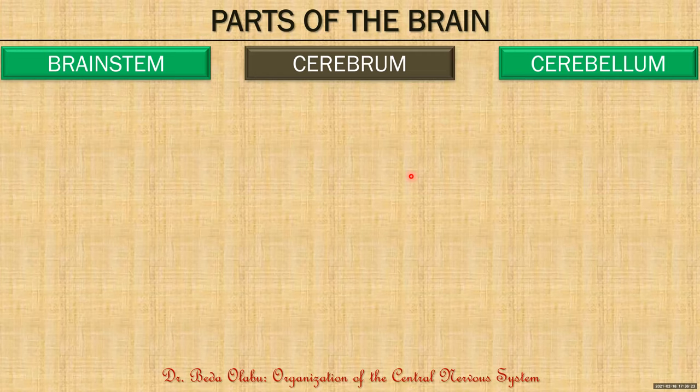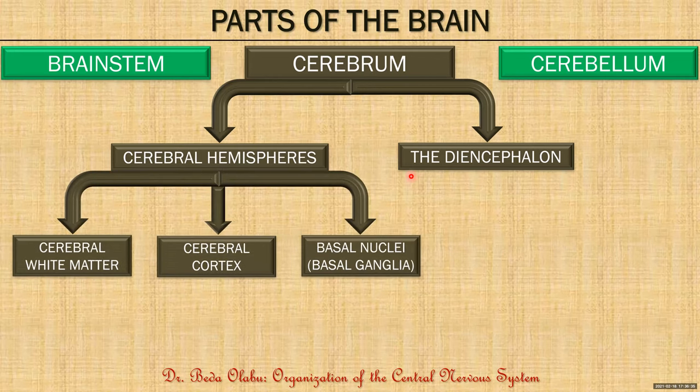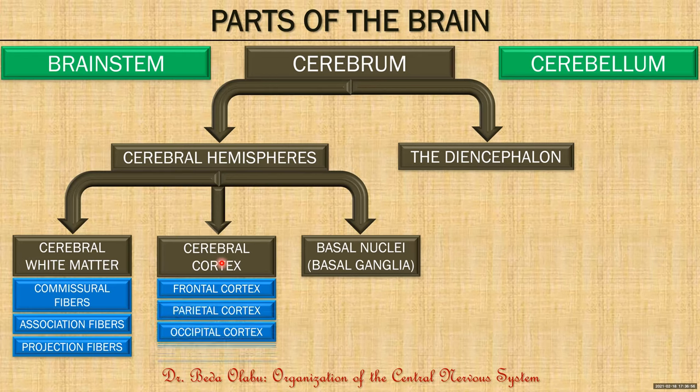So let's make a summary of what we've said. The brain has three parts: brainstem, cerebrum, and cerebellum. The cerebrum has two components: the hemisphere and the diencephalon. The hemisphere has the white matter, which can be commissural, association, and projection fibers. The cerebral cortex has lobes: frontal lobe, parietal lobe, occipital lobe, and temporal lobe. One day we'll talk about the basal ganglia. We'll also talk about the diencephalon. Even these ones, we'll talk about them one day.